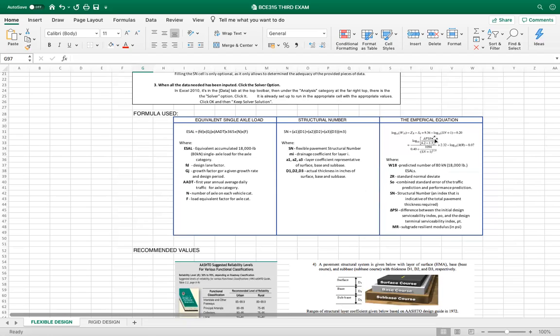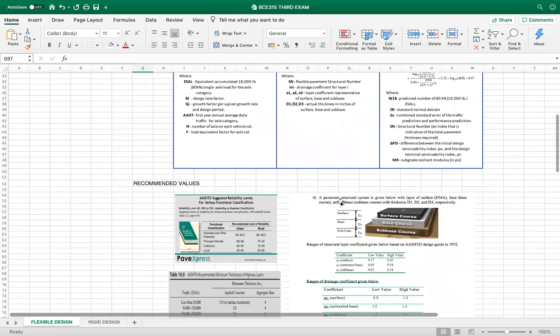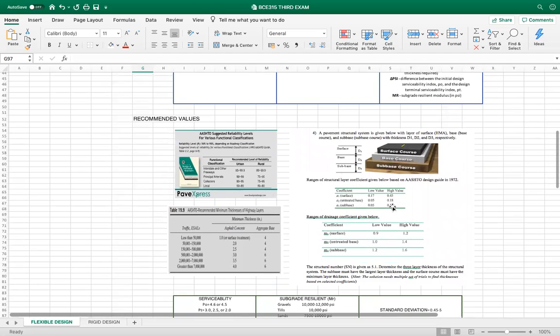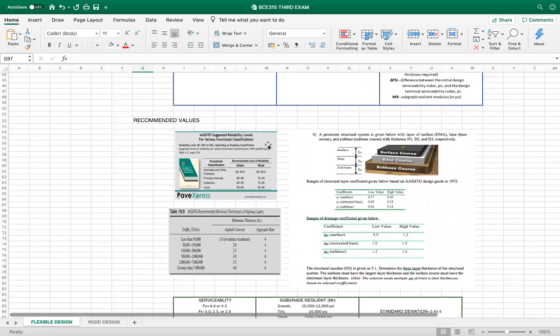The empirical equation here is log10 of W18. If you have time, you may continue reading and understanding this formula and the corresponding variables used here. So we proceed. Here are the recommended AASHTO values, the suggested reliability levels for various functional classifications.